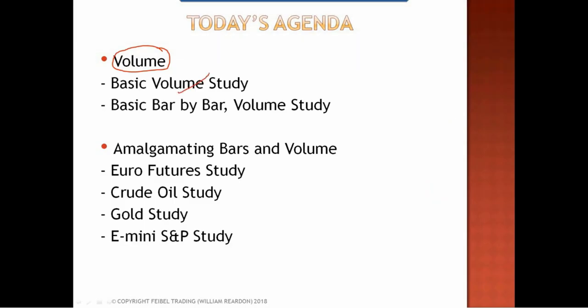So we start off with a basic volume study, a basic bar by bar study with the integration of volume. And then we get into big studies where we amalgamate bars and volume. Some of these may have 30, 40, 50 bars on the chart. And we have a Euro futures study, a crude oil study, a gold study, and we also have an E-mini S&P study where we amalgamate bars and volume and the inclusion of some structure.